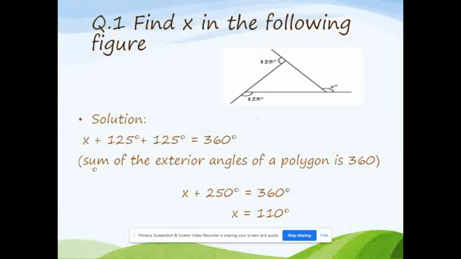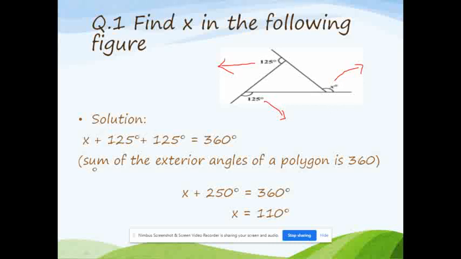Look at this. Find x in the following figure. We are going to find the exterior angle with the help of the formula. Look here. This is a polygon which has an exterior angle 125, one more exterior angle 125, and an unknown angle x.